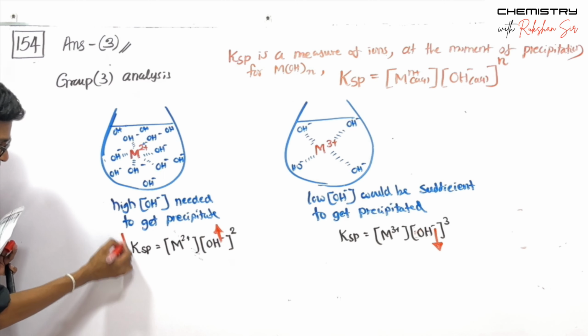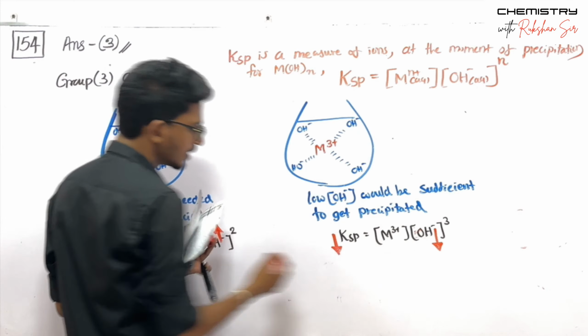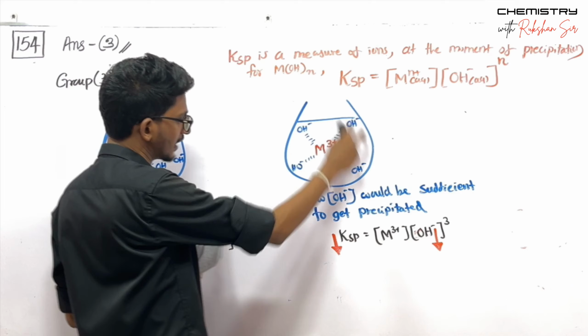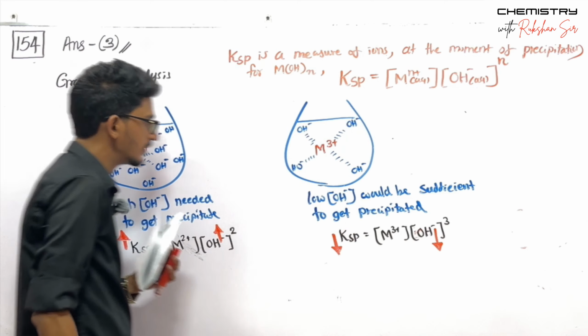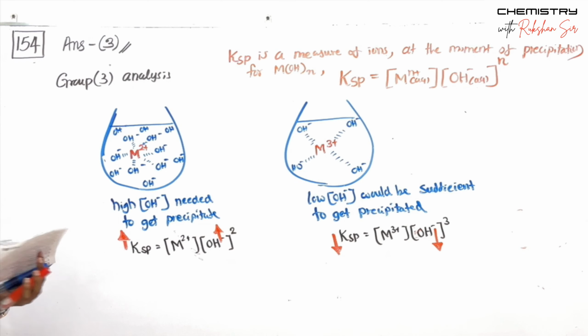Right? So the Ksp value would be large here. More ions are there. Ksp value will be small here. It's just a measure of ions. So if you have fewer ions, the Ksp is less. If you have a greater number of ions, the Ksp is high. That is what you should know, right?